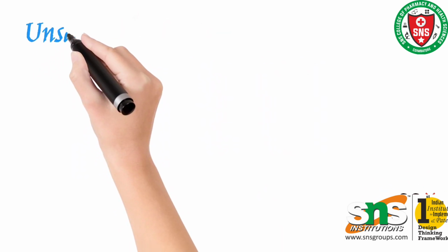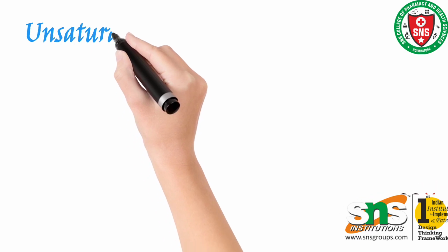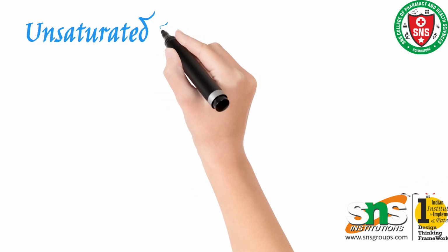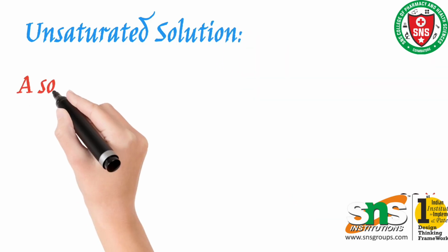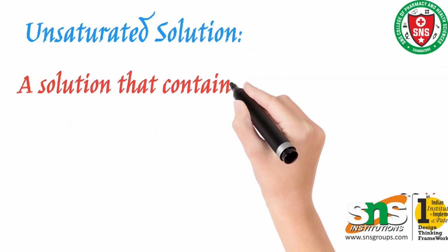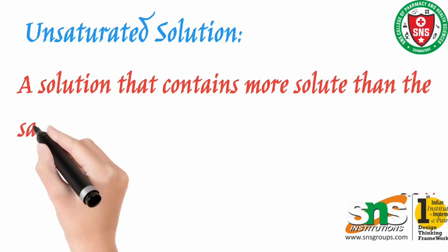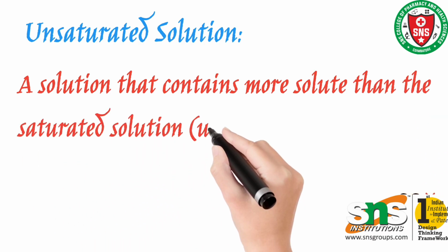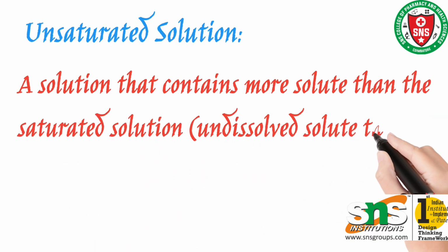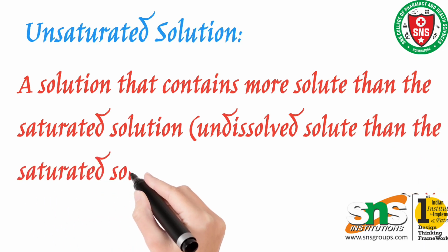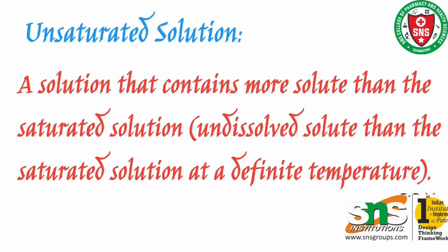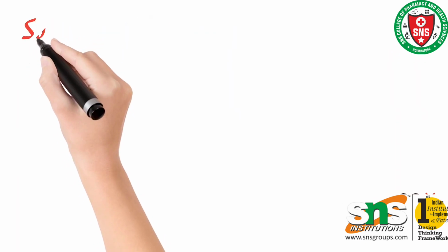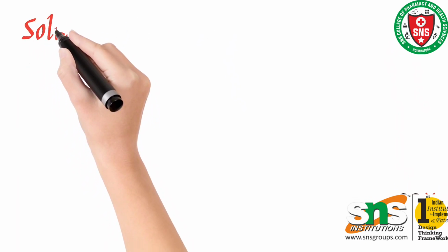And what is an unsaturated solution? A solution that contains more solute than the saturated solution, that is undissolved solute, at a definite temperature. Sugar won't be mixed or dissolved properly in the water, that is an unsaturated solution. I hope you understand the definitions of solute, solvent, saturated solution and unsaturated solution. So next we go to solubility.